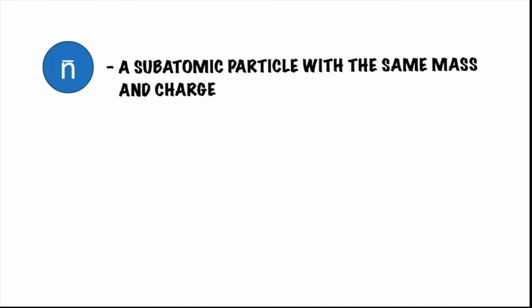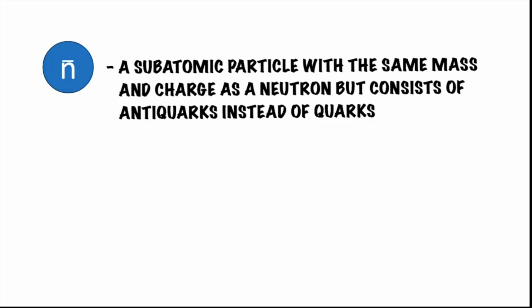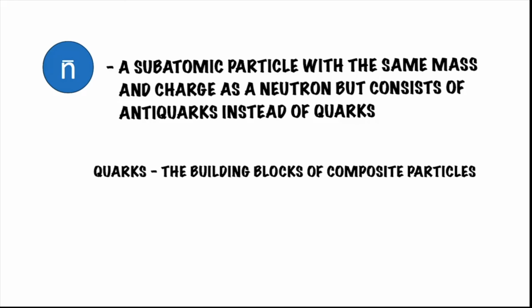There is also the antineutron, a subatomic particle with the same mass and charge as a neutron, but consists of antiquarks instead of quarks. For those who don't know, quarks are the building blocks of composite particles like protons and neutrons. So now we've got all the atomic particles we need to make an atom, but has anyone actually built an antiatom?